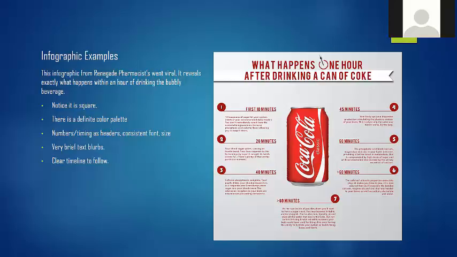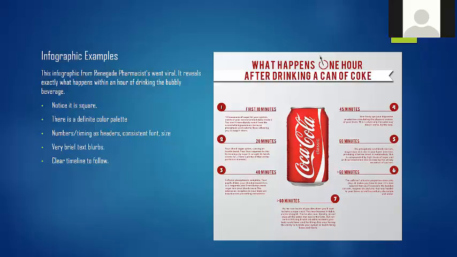But this infographic was from Renegade Pharmacists. It went viral. Millions and millions of people saw it. And it caused a little bit of damage for Coca-Cola because it was able to show people in 7 steps what drinking Coca-Cola can do to your body.